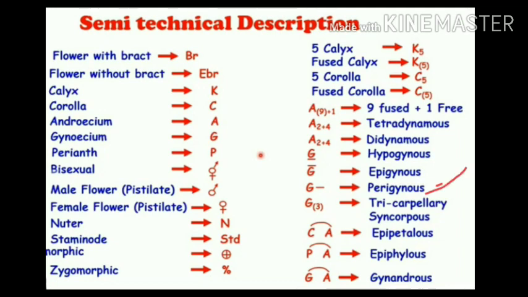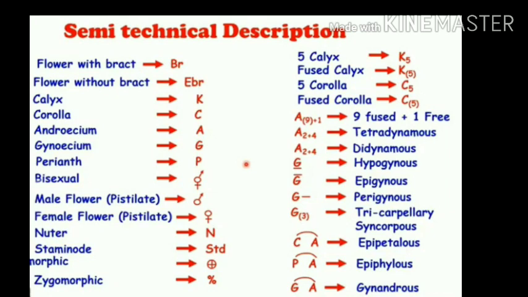And G3 in brackets is a tricarpellary syncarpous condition, which means gynoecium with 3 carpels fused. C upon A is nothing but A upon C, we have to understand it like that. Epipetalous, where the androecium fuses with the petals, is represented like this. If the androecium fuses with the perianth, we can represent that as epiphyllous. If the androecium fuses with the gynoecium, we can say this. So guys, these are the shortcuts to understand.